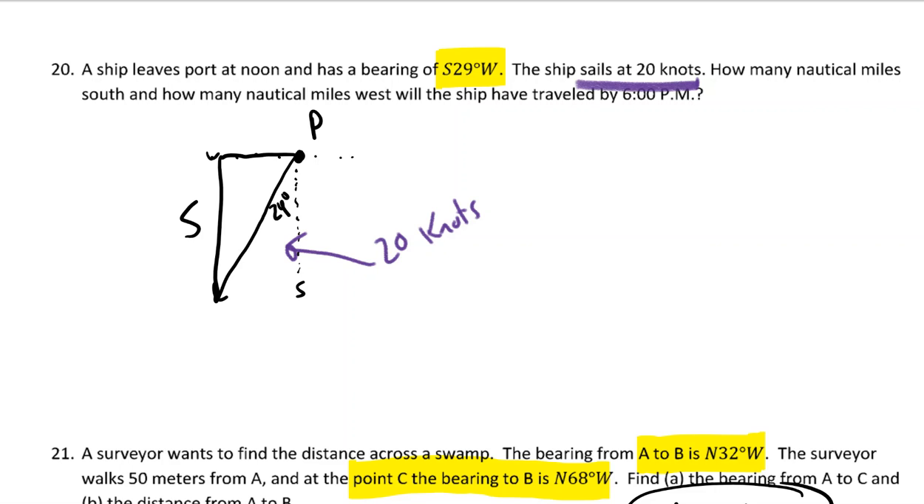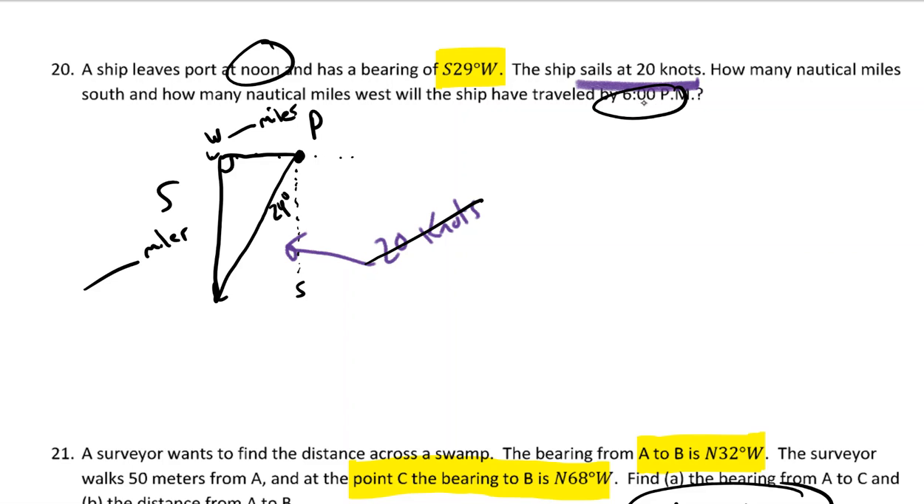Okay, well, for my west and my south, I want to know how many miles. Nautical miles just means miles in the water. And if these are supposed to be lengths, by the way, we have a right triangle. If these are supposed to be lengths, I want this to be a length too. 20 knots is a speed. So if you go 20 knots from noon to 6, you did that for 6 hours. 20 times 6 is 120 nautical miles.